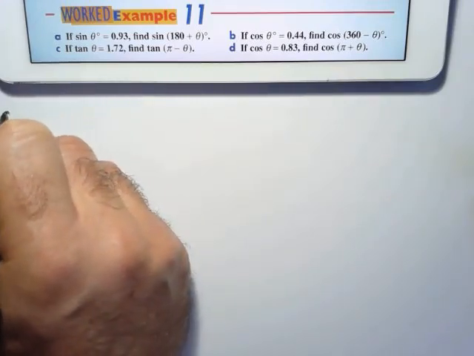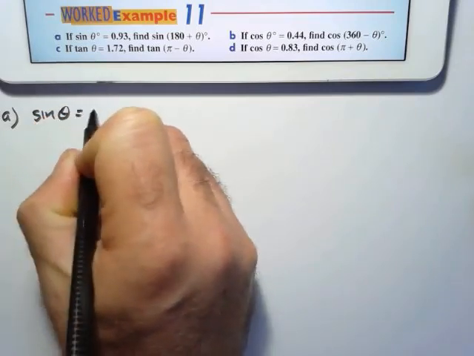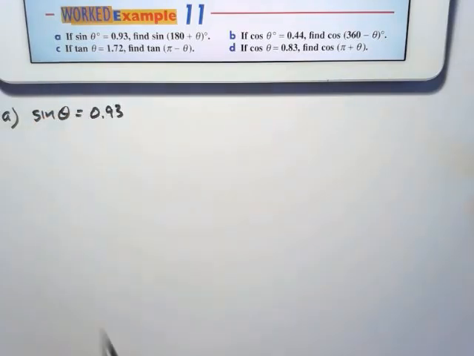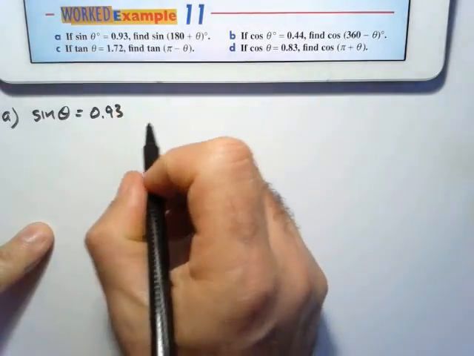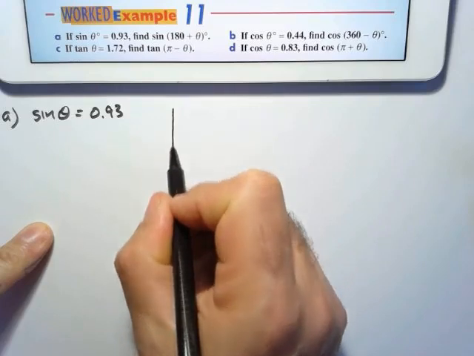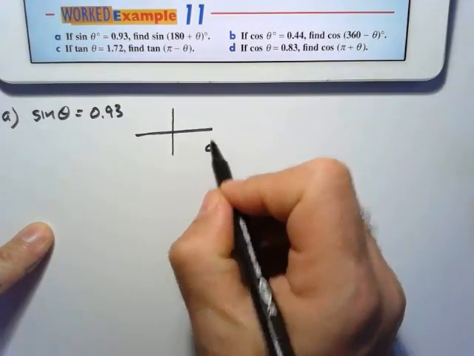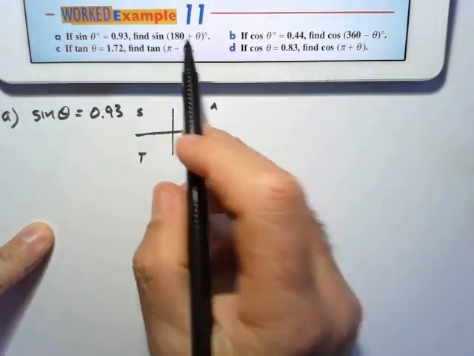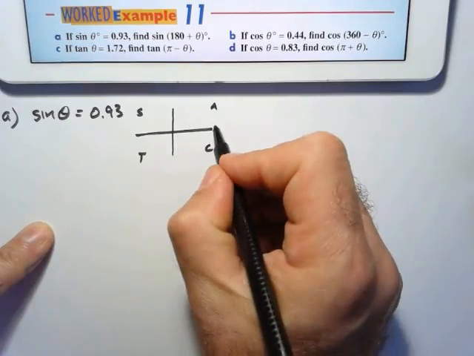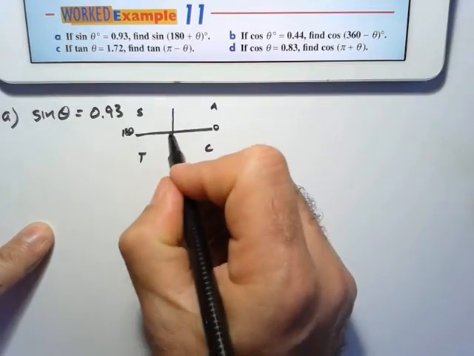So for A, I'm going to say sine theta equals 0.93. So I know what the sine of theta is. Sine of 180 plus theta. So first thing I do is I determine where it lies. So I'm going to draw a little cast diagram, CAST. And I say the sine of 180 plus theta. So this is 0, this is 180. 180 plus theta is there.